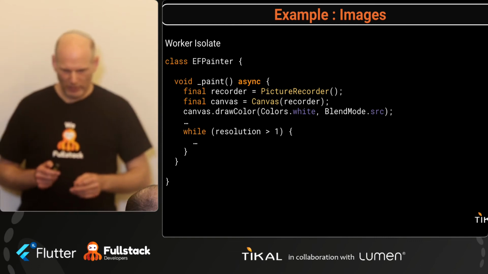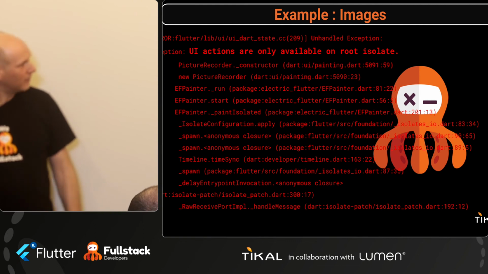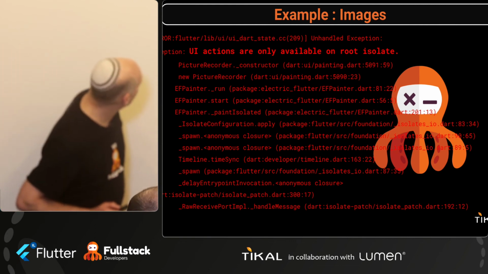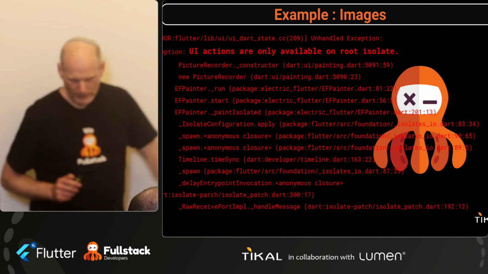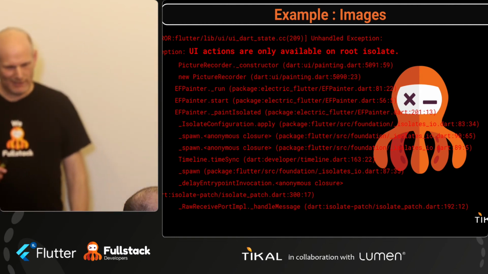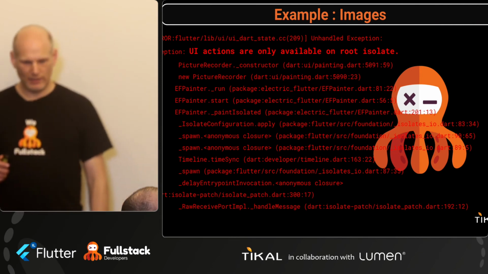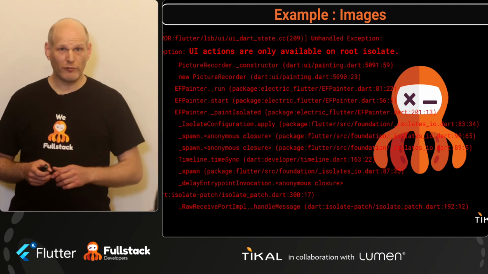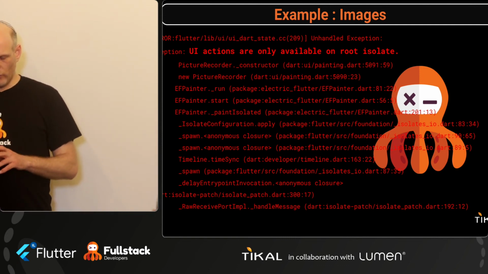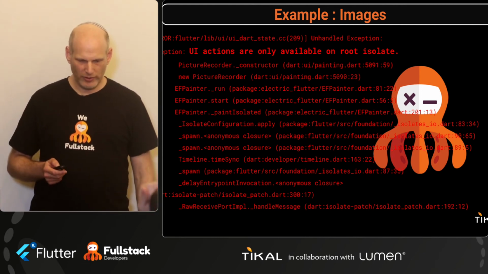So this code seems pretty normal, right? But if I try to use this code in an isolate, boom, crash. I don't know if you can see. UI actions are only available on root isolate. And the root isolate is another word for the main UI isolate. There's a lot of requests for the Flutter group to allow UI rendering not on the main thread.